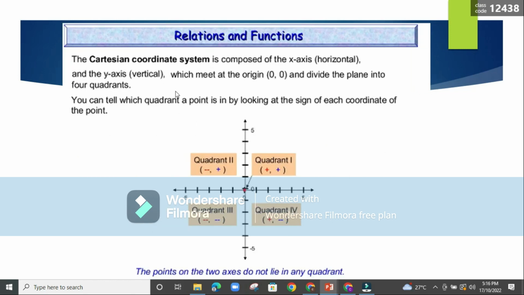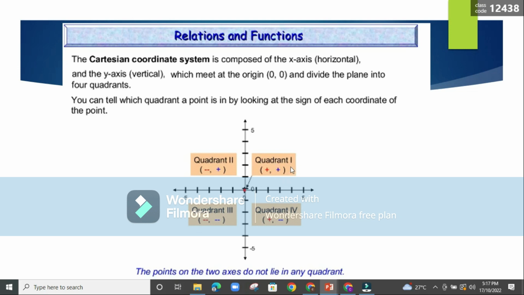Now, the Cartesian coordinate system is composed of the x-axis, which is the horizontal, and the y-axis, which is the vertical, which meet at the origin (0, 0), or the ordered pair (0, 0), and divide the plane into 4 quadrants. You can tell which quadrant a point is in by looking at the sign of each coordinate of the point.